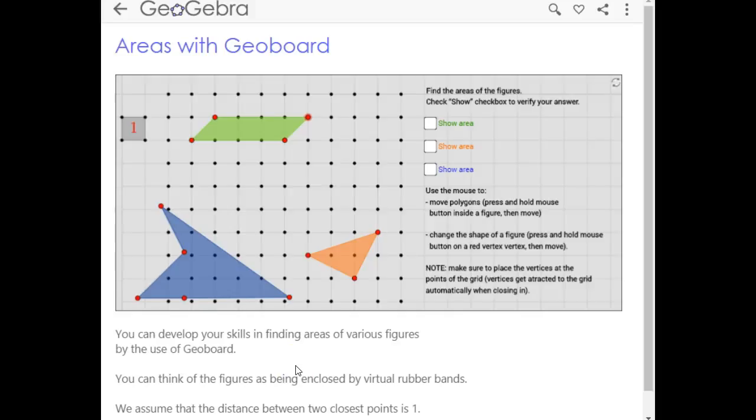Okay, another one I wanted to explore was in the second half of Annenberg, they were talking about developing formulas for parallelograms and area of parallelograms and the area of triangles. And so when I searched GeoGebra for parallelograms, this one popped up, and I thought it was a nice feature for playing with Geoboards. And so you have these 3 figures that you can work with and manipulate.